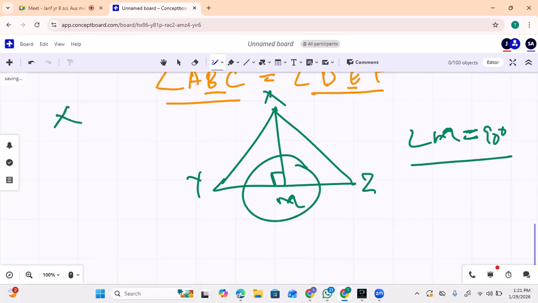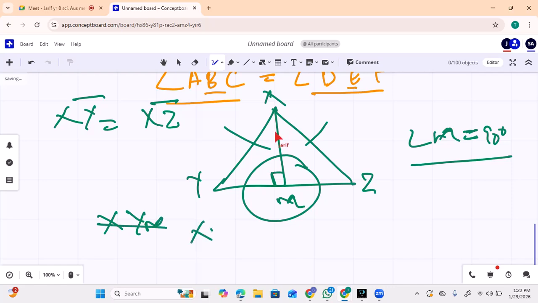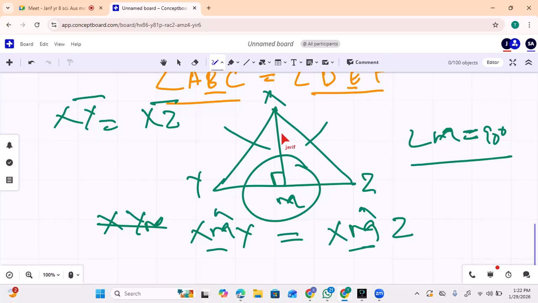As we say that side XY is equal to side XZ, and as we're saying that angle M is equal to 90 degrees, we can also say that XMY is equal to XMZ. And why am I pointing out M? Because M is the common angle or common letter between both of them, and M is the only angle which contains similarity in both of these two triangles after being bisected by a perpendicular bisector.